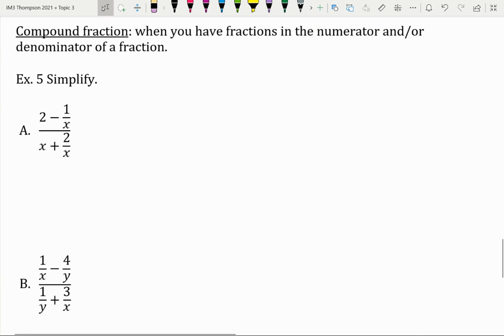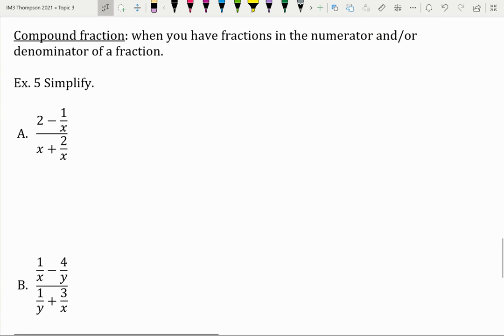Sharesies. Okay. Compound fraction. When you have fractions in the numerator and/or denominator in a fraction, it just means you have fractions in fractions. Yay, you love fractions, right? This is going to be great. Not so bad.